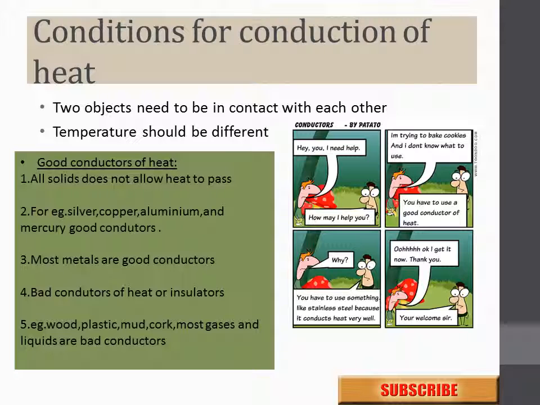Now most of the metals are good conductors of heat. Remember these points because these are very important. And bad conductors of heat or insulators, what are they? The materials that do not allow heat to pass through them are bad conductors of heat. So it is very simple: those materials which allow heat to pass through them are good conductors, and those which do not allow are bad conductors of heat or insulators. Examples: wood, plastic, mud, cork. Most gases and liquids are bad conductors of heat.